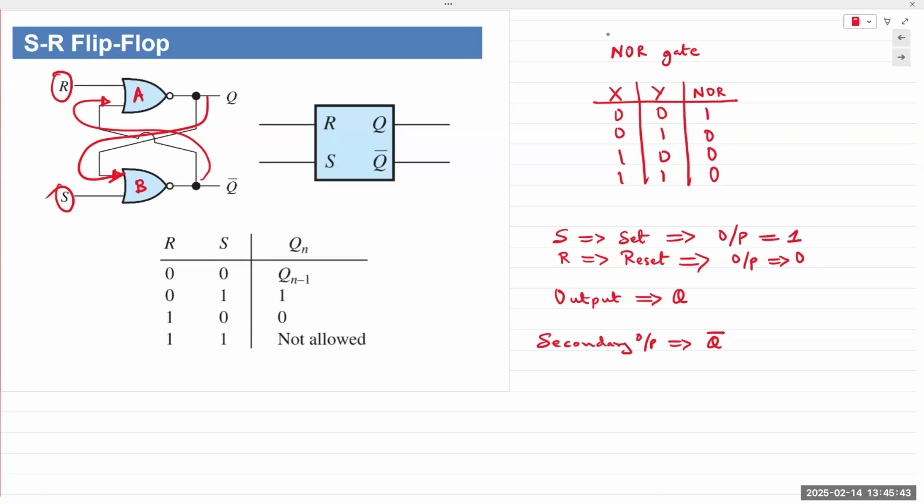When set is high, means set is 1, output Q goes to 1. When reset is going to 1, then output Q goes to 0. Hence the names set and reset. Set means output Q goes to 1. Reset means output Q goes to 0. Keep this in mind and kind of commit it to memory. For all of the flip-flops that are following, we follow the same logic convention. All right, let me know if you have any questions.